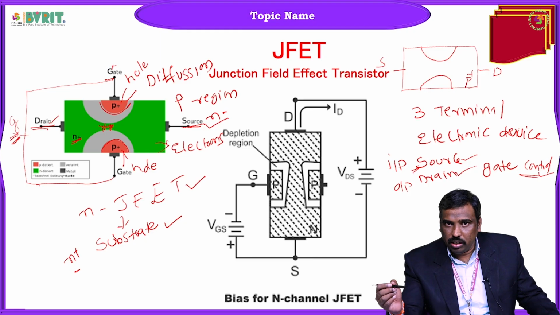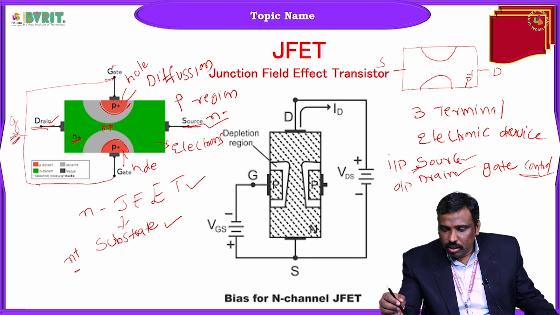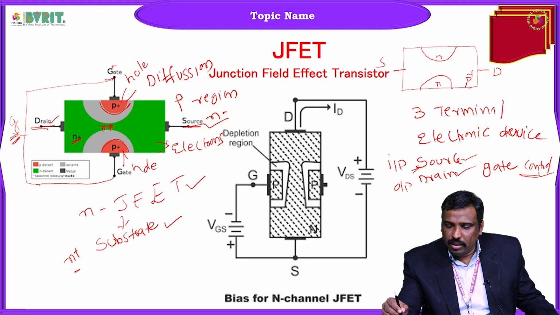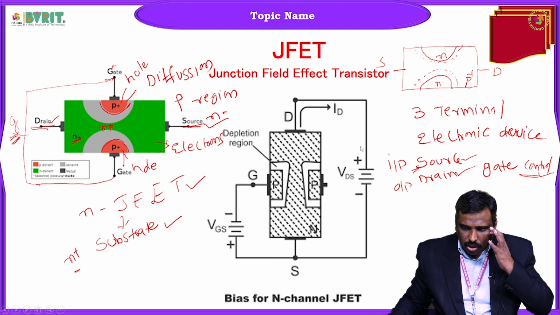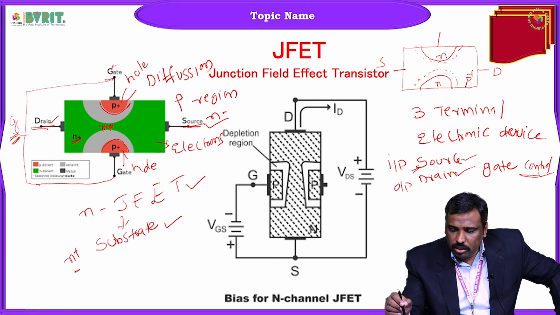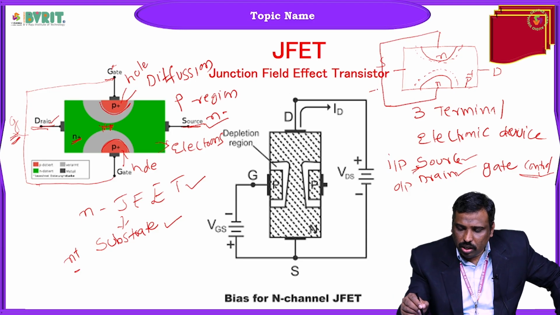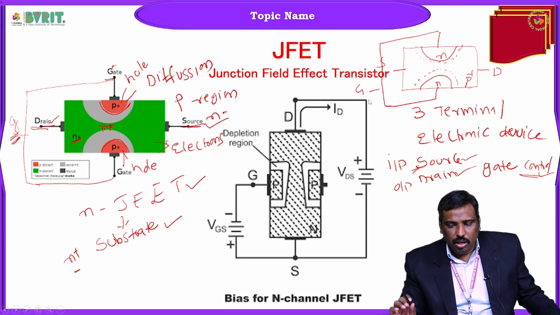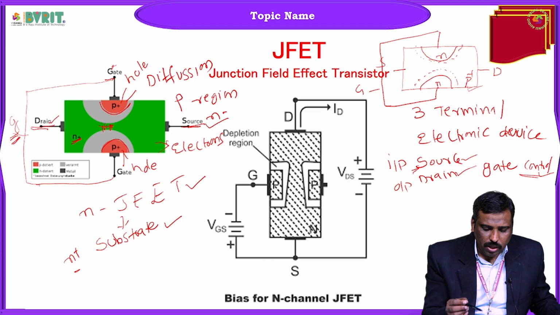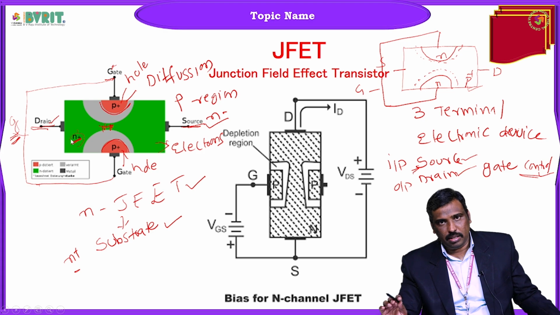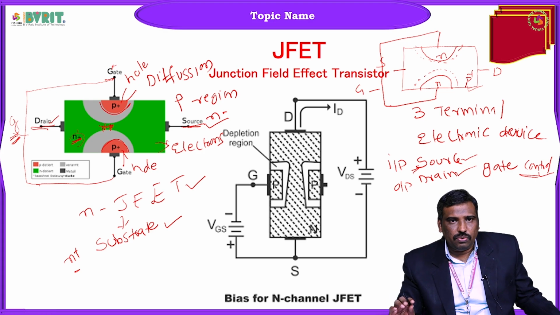Which type of regions do we need to form here by using diffusion? Yes, it is nothing but an N region. We form an N region by using a process called diffusion, and there is a junction: this is P type and this is N type. Automatically two P-N junctions are formed. By joining these two P-N regions, it acts as a gate terminal. Simple. So in order to form a PJFET, we need to take P-type semiconductor material, and to form an NJFET, we need to take an N plus substrate or N-type semiconductor material. So this is about the construction of JFET.